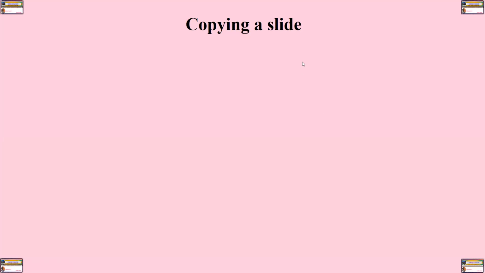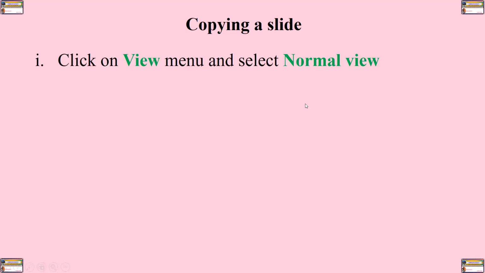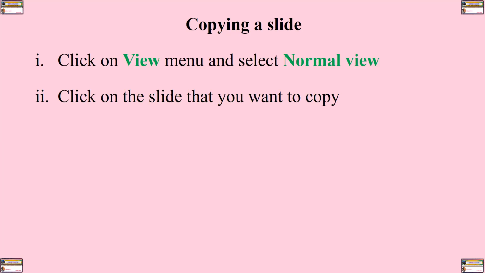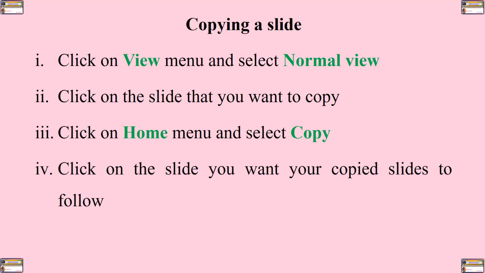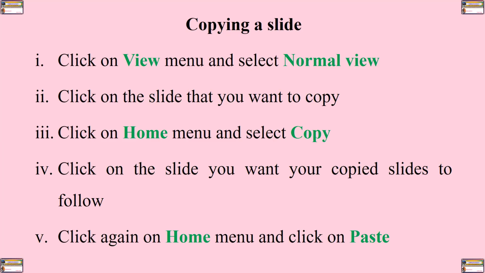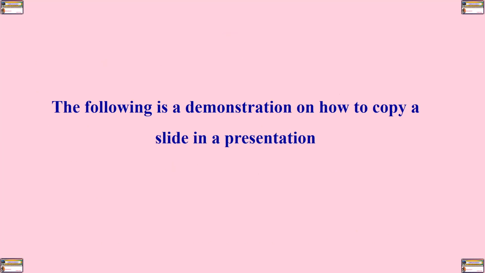So how do you copy a slide? To copy a slide, you click on the view menu and select normal view. And then you click on the slide that you want to copy, click on home menu and select copy. Then click on the slide you want your copied slide to follow. And then click again on home menu and click on paste. How do we do it?